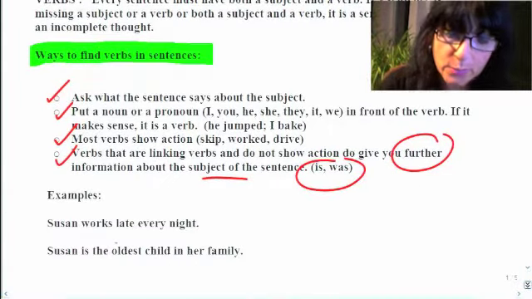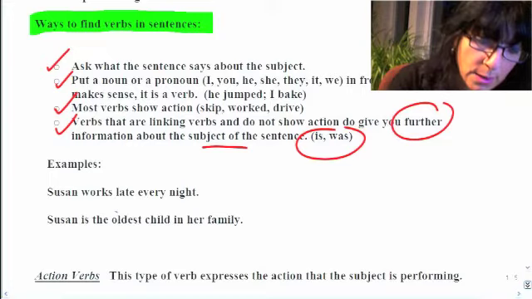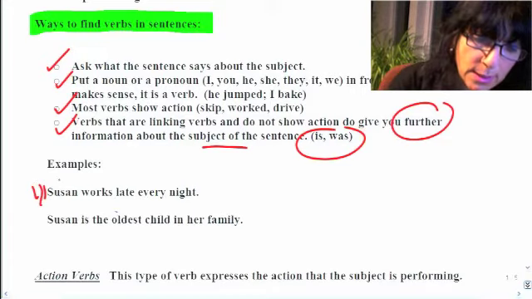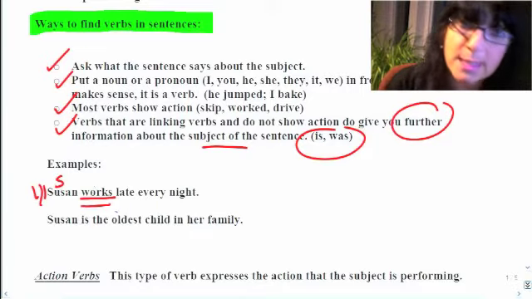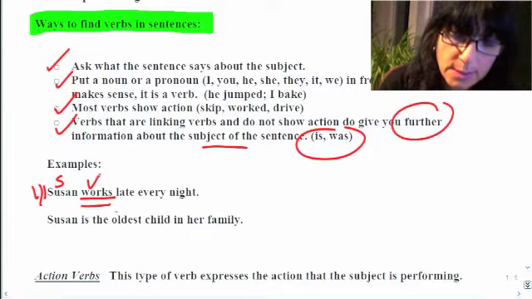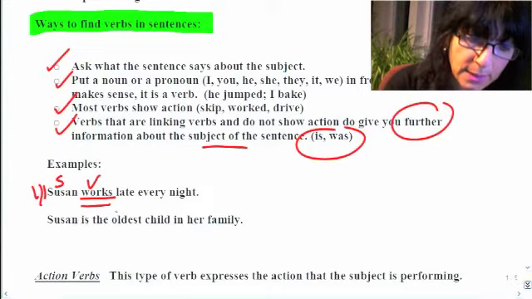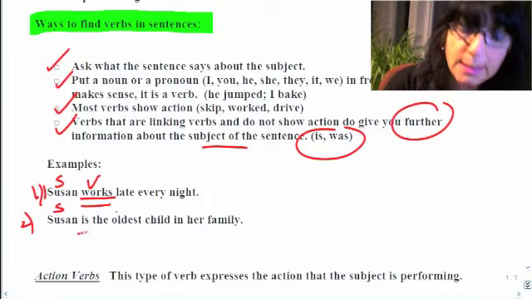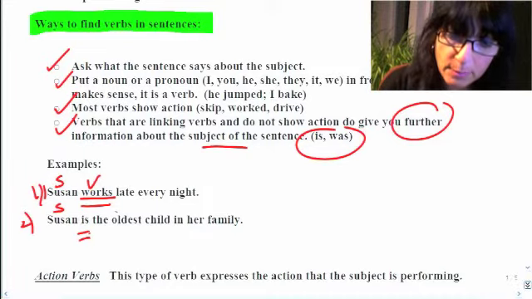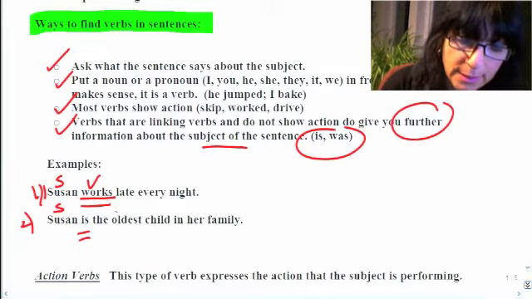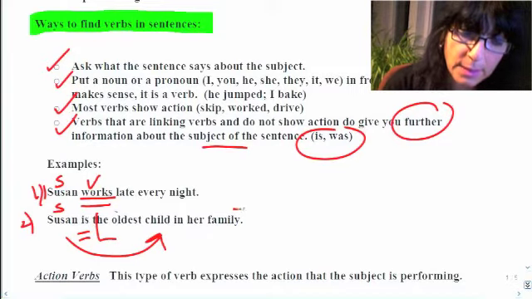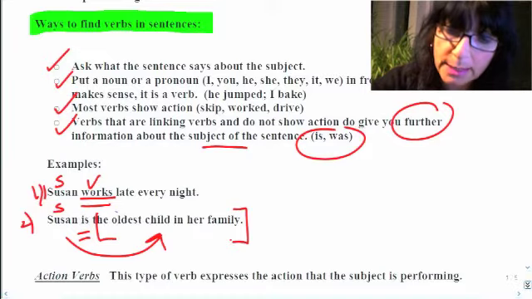Let's look at these examples quickly. The first one: Susan works late every night. The subject is Susan, and your verb here is works. That's an action verb. The second one: Susan is the oldest child in her family. Susan is the subject in the second one, and the verb is is. Now is a linking verb. It doesn't show action, but it's called a linking verb because it's linking Susan with the information that she is the oldest one in the family.